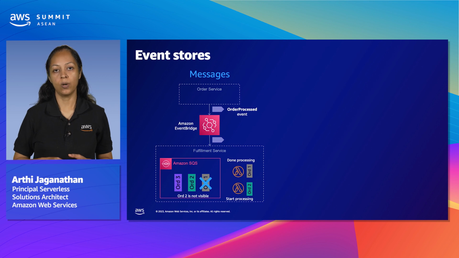This is a one-to-one communication pattern. You can have multiple consumers, but each message is delivered to only one. In this case, order 2 is not available to other consumers as it is still being processed. It is up to the consumer to delete the message from the queue once processed successfully. So in this case, order 1 has been deleted.